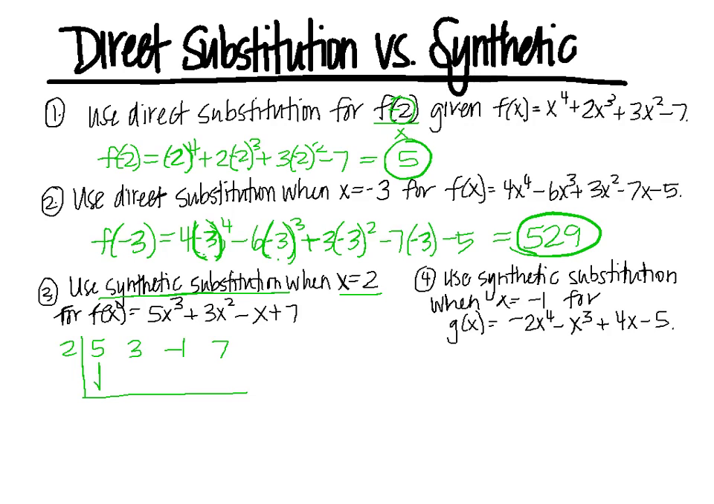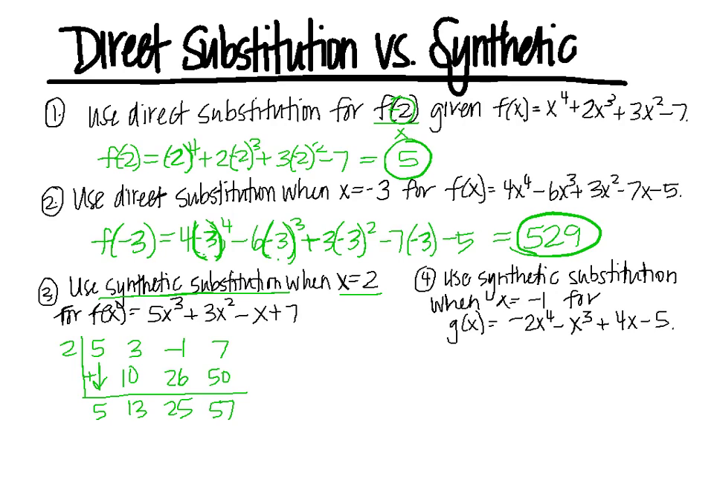Okay, we drop the 5. 5 times 2 is 10. We then add it to 3. 10 plus 3 is 13. 13 times 2 is 26. When you add it to negative 1, you get 25. 25 times 2 is 50. When you add it to 7, you get 57.